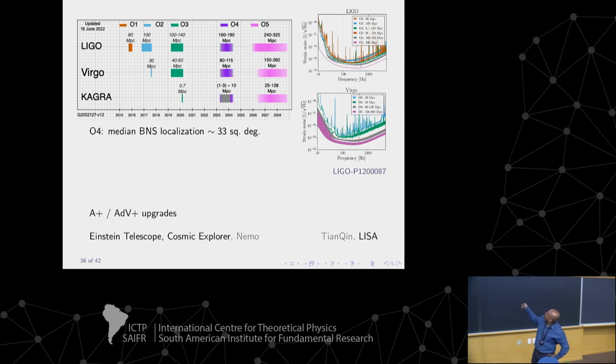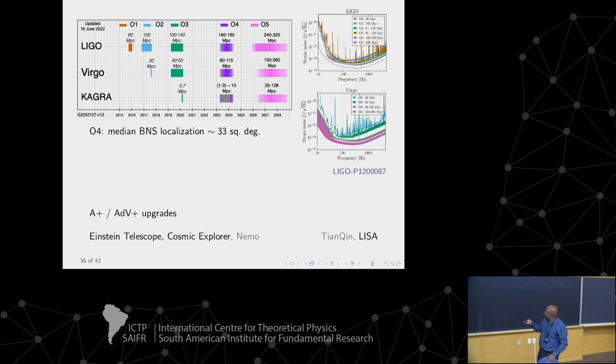We are going to have much smaller sky areas. With O4, the median BNS localization is going to be around 33 square degrees, again hopefully leading to more efficient follow-up. And there are plans of advanced upgrades to A+ sensitivities, when LIGO India is also expected to join.